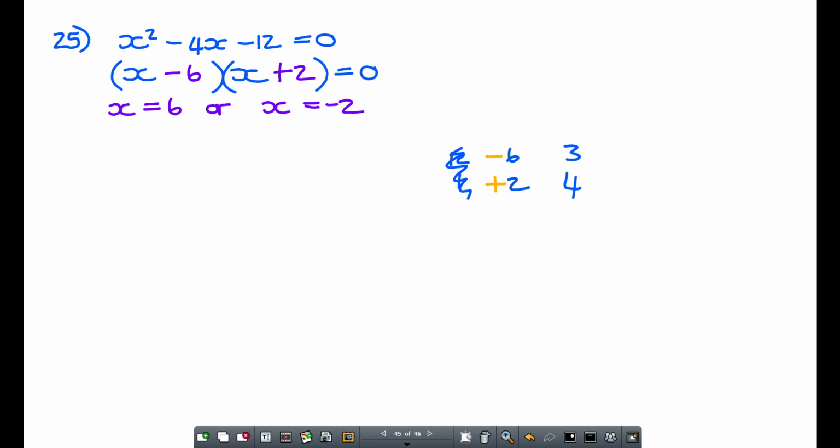I can't remember whether I said it or not. Remember to write this in between because x can be 6 and that equation would be equal to 0, or x could be minus 2 and the equation would still be equal to 0. Okay, so please remember to write your "or" in between. Did everyone hear that? Okay.